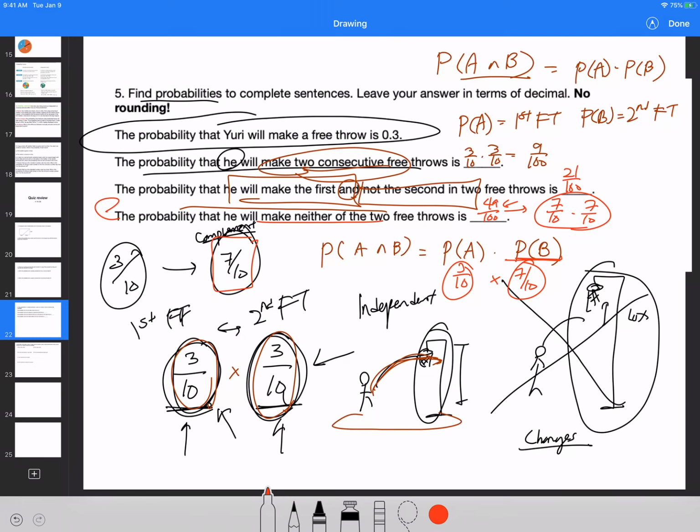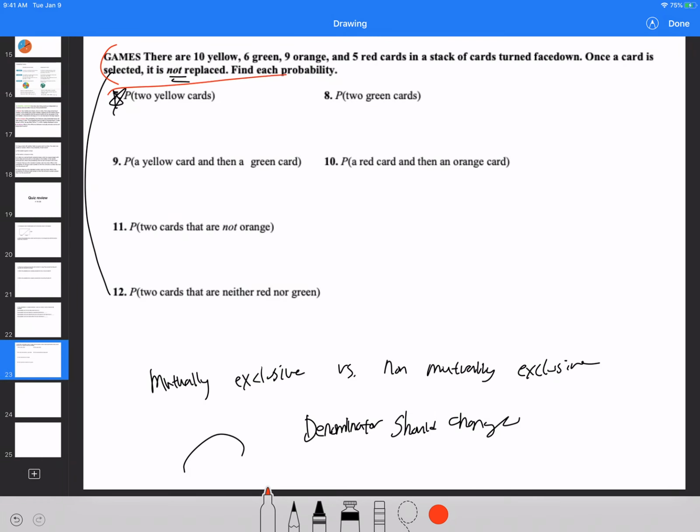Okay? Now, for the last questions, these are going to be the same type of questions that I would like you to solve for. 10 yellow, 6 green, 9 orange, and 5 red cards. Once a card is selected, it is now replaced. Find each probability. The probability that you find the 2 yellow cards, but notice that it is not replaced, guys. So the probability that you pick the first yellow card is what? Well, the first yellow card is 10 out of this entire number of cards, which should be 15, 5, 20, that should be 30. So it's 10 out of 30, right?